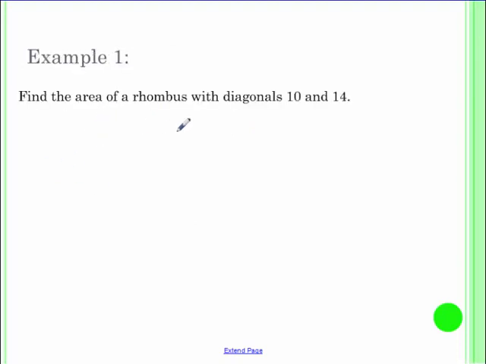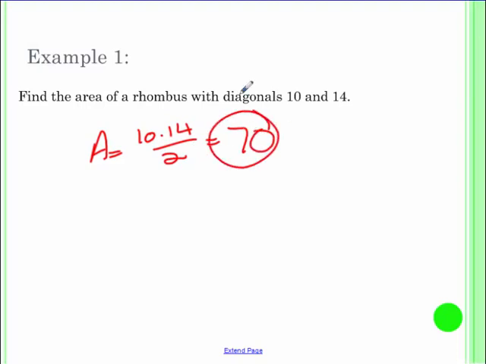So find the area of a rhombus with diagonals of 10 and 14. This one is simply, can you plug stuff into an equation? And we get 70.